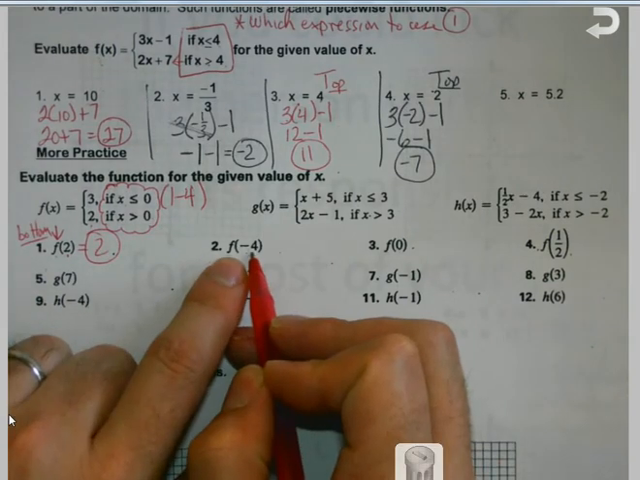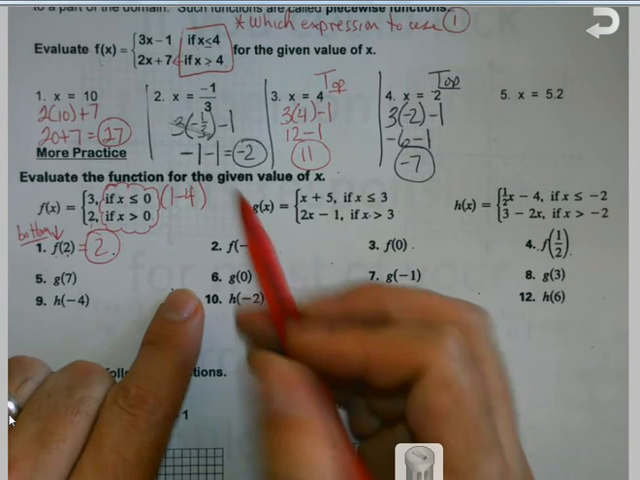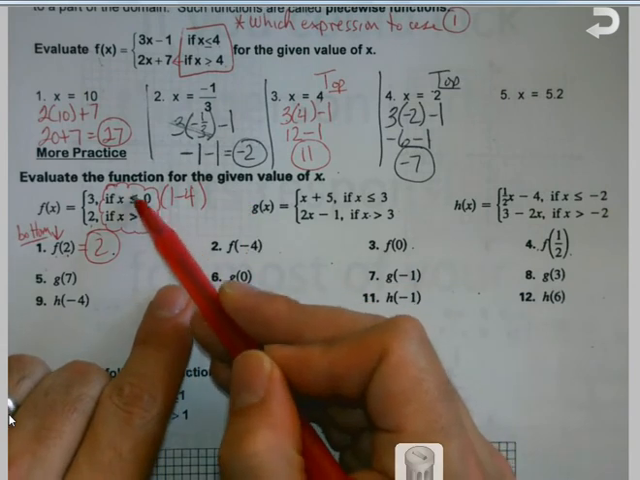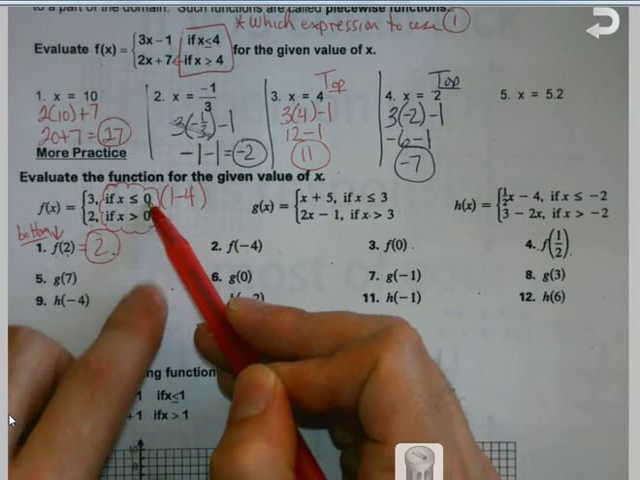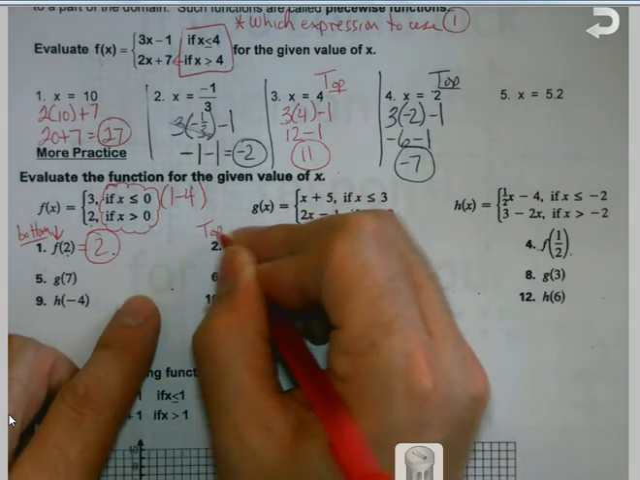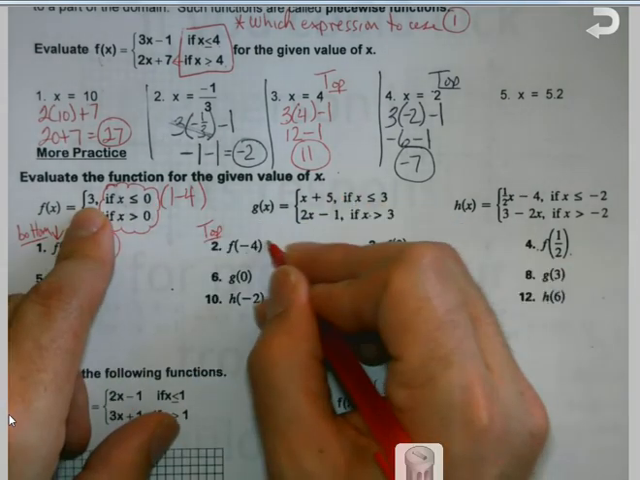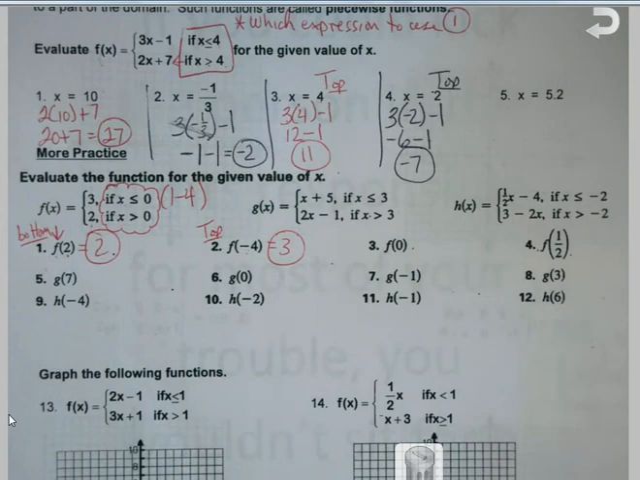Okay. Next one, same idea. Negative 4. Which one does negative 4 fit into? The top one, because negative 4 is less than 0. Okay, so that's going to be my top one. And, well, it's just 3. There's only 2 answer options on that first one. Nothing to even plug into.